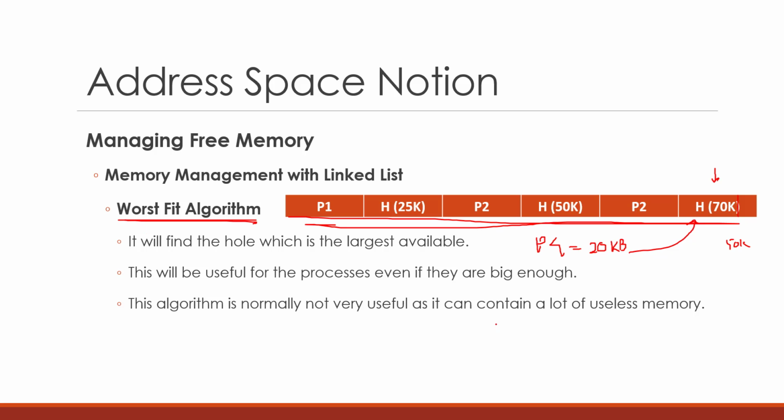But why do we use it if it's the worst algorithm? In some cases, we have processes that keep on growing. So in that case, if I place it over here according to best fit, then it can grow for only 5 KB. 20 KB for this process and 5 KB extra cushion for growing.